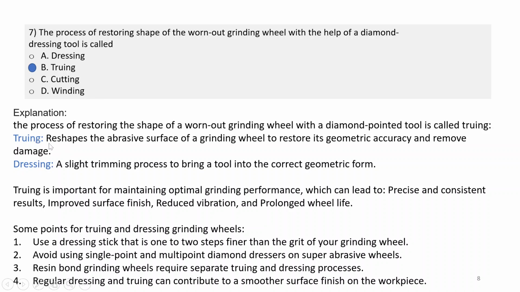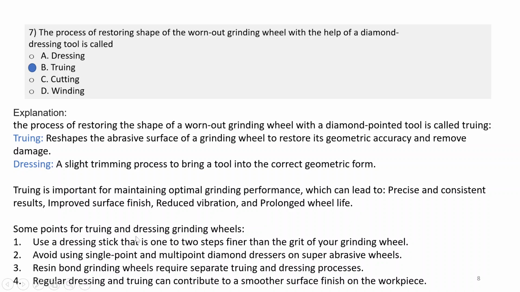Truing reshapes the abrasive surface of a grinding wheel to restore its geometric accuracy and remove damage. Dressing is the process of a slight trimming to bring a tool into the correct geometric form. Truing is important for maintaining optimal grinding performance, which can lead to precise and consistent results. It also improves surface finish, reduces vibration and prolongs wheel life.